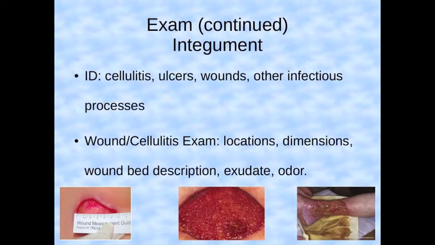Moving on to exam of the integumentary system, you're going to want to identify any points of cellulitis, as well as ulcers, wounds, and other infectious processes, cellulitis, or necrotizing fasciitis. For the wound and cellulitis exam, you're going to annotate the locations, the dimensions, and describe the wound bed if there is one, as well as exudate and if there's any odor.